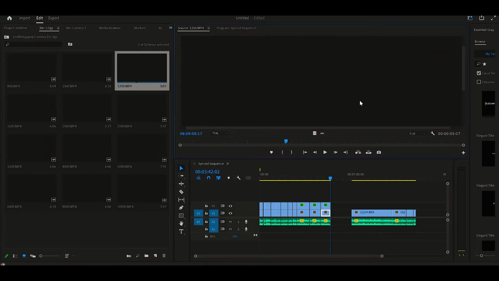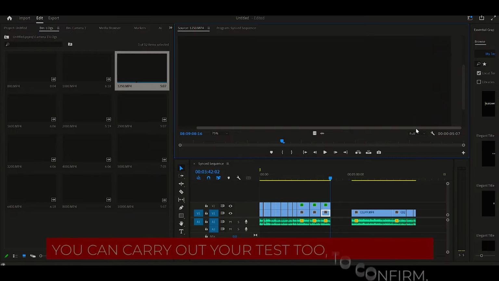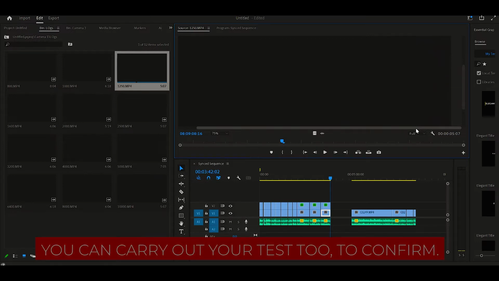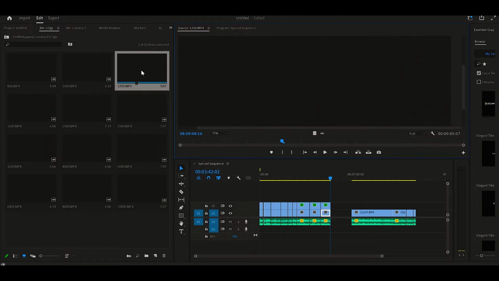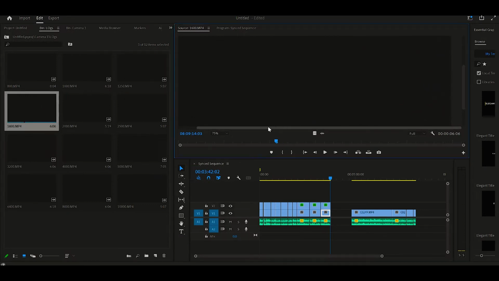I'll go straight to the next one, ISO 1250. You see the same thing is happening here. The way I carried out this ISO test was to put my lens on my camera and cover the lens so it is just filming black, and I kept on increasing the ISO. So let's go from ISO 1250 to ISO 1600. Can you see? Now there's more noise being introduced. Just pay attention to this noise, especially on the right-hand side where I'm moving the cursor.